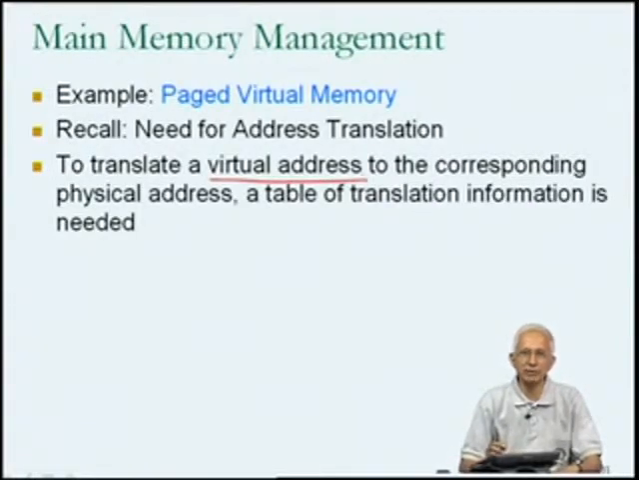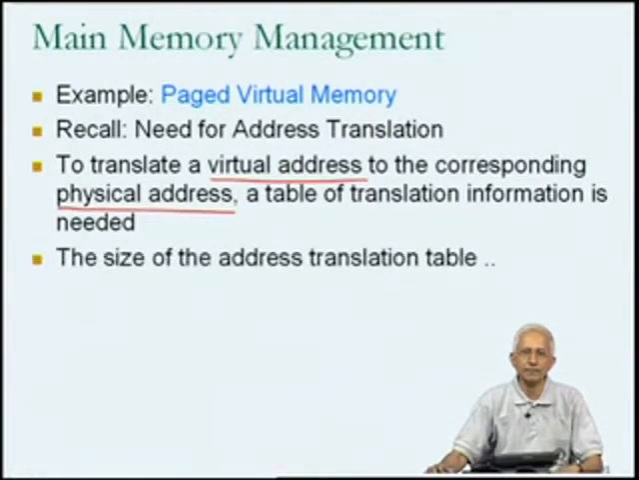Each process would have its own virtual addresses, and these would ultimately be translated when the programs execute into actual main memory addresses, which are called physical addresses. So to do this translation, a table of the mappings between virtual addresses and physical addresses is necessary. And we understood in the previous lecture that unless we do this carefully, the size of the address translation table could itself become a major problem.